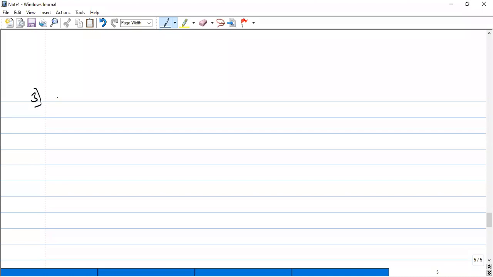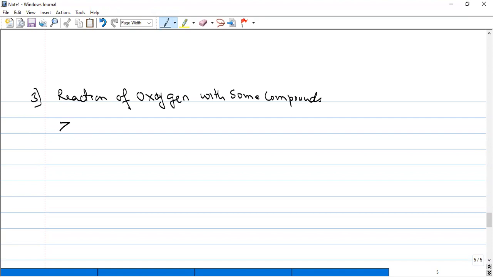Reaction of oxygen with some compound. Zinc sulfide react with oxygen and form zinc oxide plus sulfur dioxide.